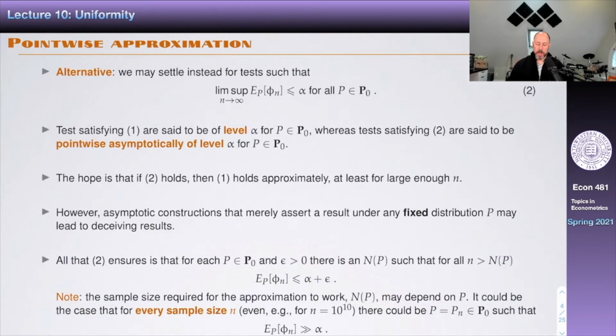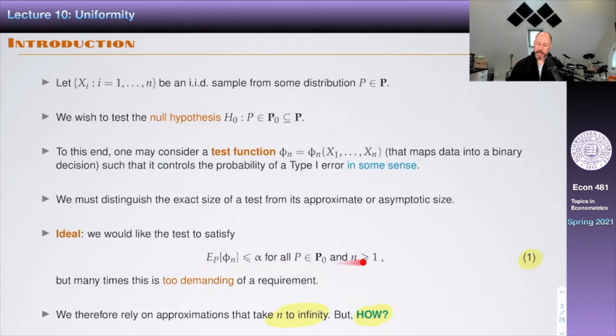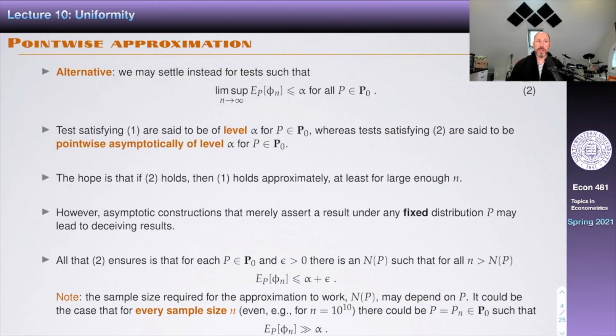So we're going to do the following. If we cannot obtain this finite sample size control, we're going to instead, as I wrote here, settle for something that is a limit version. And we're going to consider this definition over here. That is, the lim sup of the rejection probability of the test is less than or equal to alpha for any distribution that belongs to the null hypothesis. So tests satisfying 1, which is in the previous line, are said to be level alpha for P, whereas tests that satisfy 2 here are said to be pointwise asymptotically level alpha, which is the notion that we've been using so far in this class.